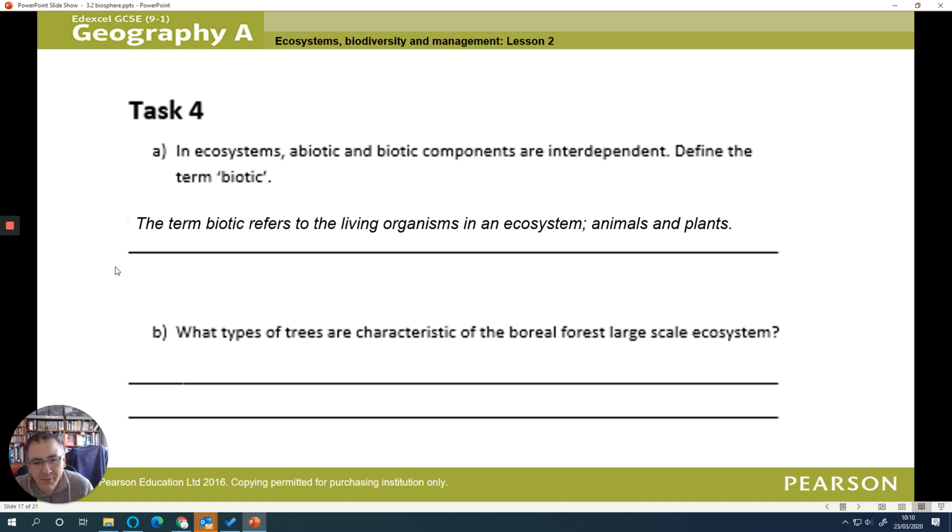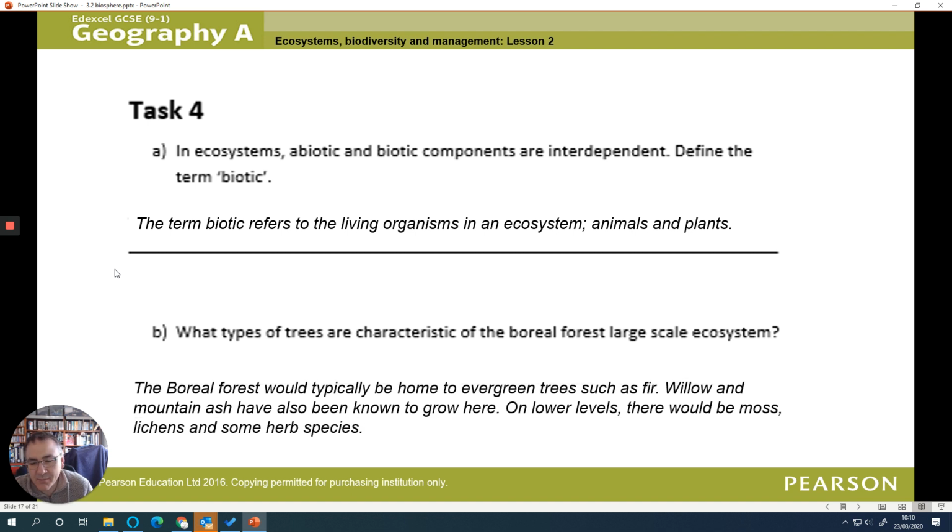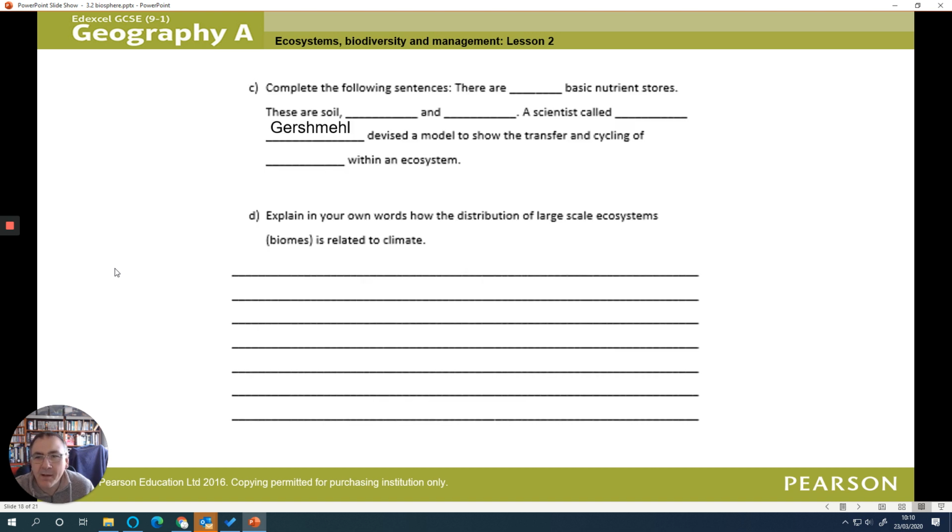And what type of trees do we find in a boreal forest? A boreal forest would typically be home to evergreen trees such as fir. Willow and mountain ash have also been known to grow here. On lower levels, there would be moss, lichen, and herb species. We can see here you've got a part to complete, so you're going to complete the gaps here in this question.